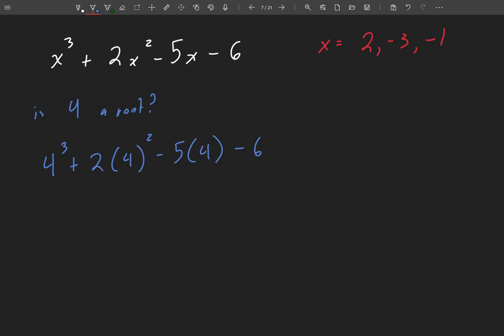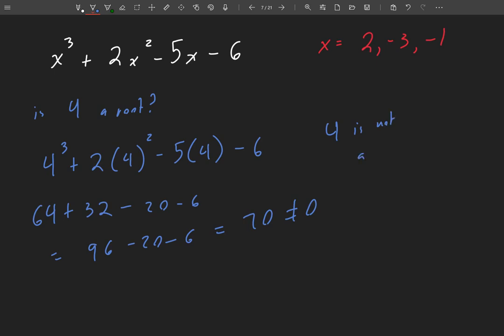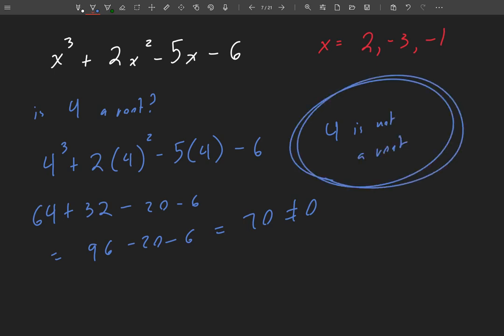Okay, here we go. So 4 times 4 times 4, that is 64. This is 4 squared, which is 16, then times 2, which is going to be 32, minus 20, minus 6. All right, that gives me 64 plus 32, that's 96, minus 20 and minus 6, that's going to give me 70. Well, 70 is definitely not equal to 0, is it? So we are going to say that 4 is not a root of this polynomial.